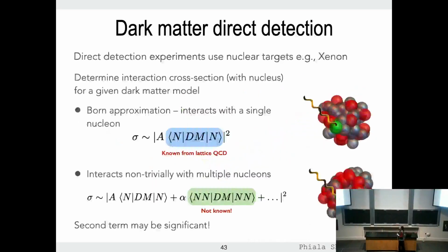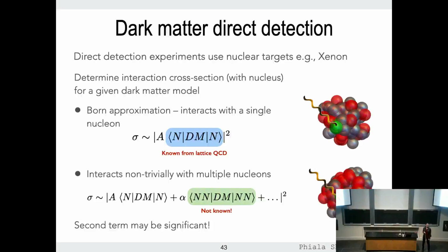It needs nuclear physics. The simplest thing is you say, do the Born approximation. Dark matter hits a single proton or neutron in a nucleus at a time. So if I know dark matter interacting with a single proton or neutron, I multiply by the number of protons and neutrons, and there's my interaction. Now, I told you, for a single proton or neutron, we're in a precision era of lattice QCD. You tell me what your theory of dark matter is, I calculate this, no problem, right?